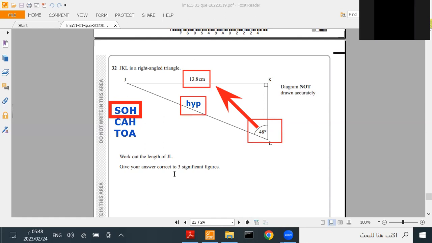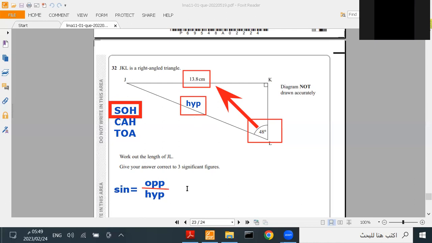What does the sine rule say? Sine of an angle equals opposite over hypotenuse. Sine equals opposite divided by hypotenuse. So the rule I'm going to use is the sine rule, in which it's equal to opposite divided by hypotenuse. Now what's the opposite? The opposite is 13.8 and the hypotenuse we don't know.